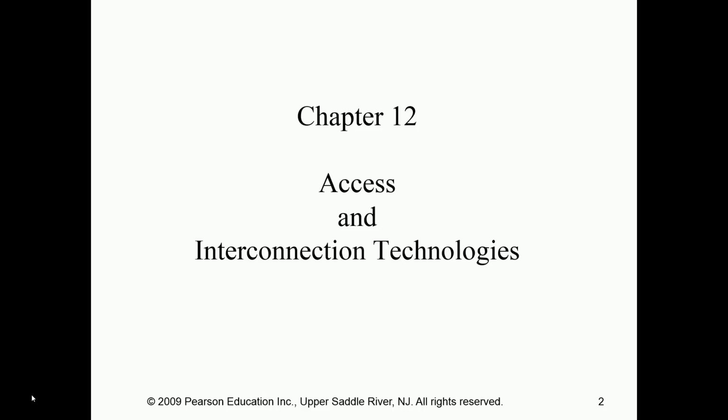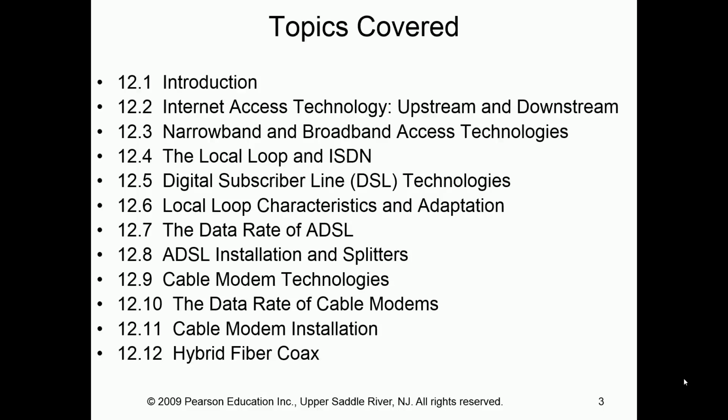Chapter 12: Access and Interconnection Technologies. Major areas we're going to be talking about are upstreams and downstreams, our narrowband, and our broadband technologies. That includes our older technologies such as local loop ISDNs, some of our newer technologies like DSL, and all of the different characteristics of DSL like ADSL, HDSL, VDSL, and all the different variations of DSL.